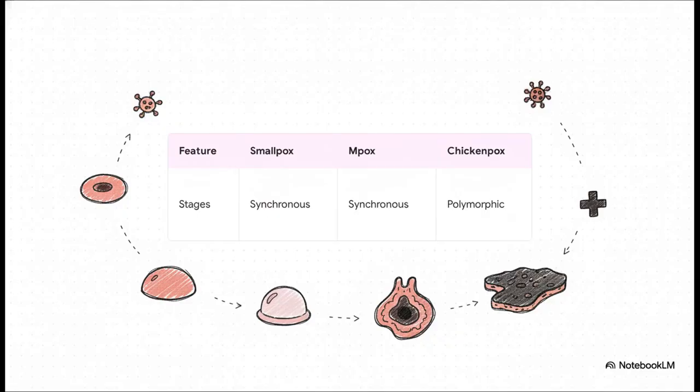Beyond just the distribution, it is super important to understand how these lesions evolve over time. That journey from macule to papule to vesicle to umbilicated pustule, and finally down to a scab.